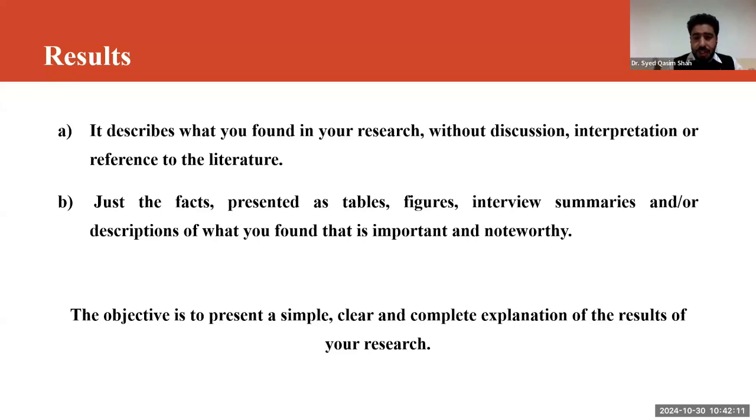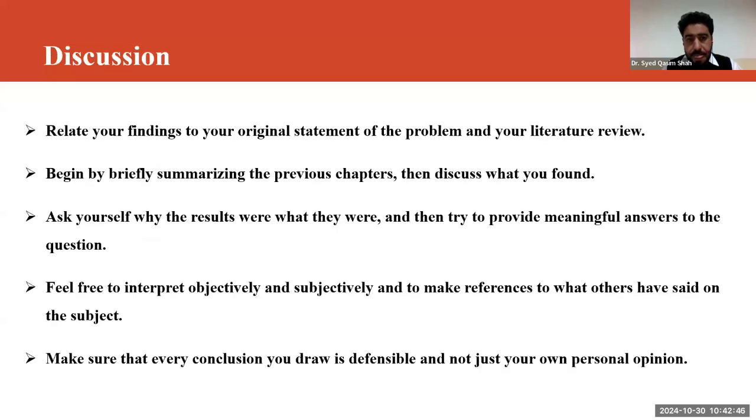We are just reporting our results, whatever we are finding. We are representing the facts in the form of tables, figures, summaries, descriptions, or whatever we find that is important. We are just reporting whatever we have done, and the objective is to present a simple, clear, and complete explanation of the results of your research, so the reader can understand, okay, these are the results. So again, we need to write whatever we find.